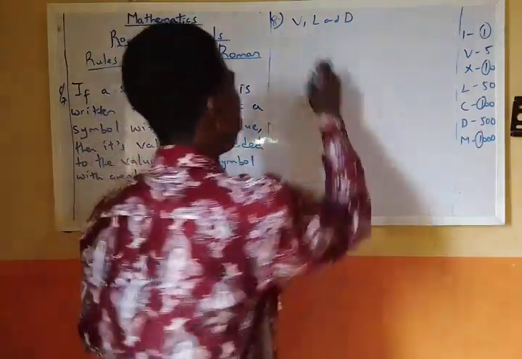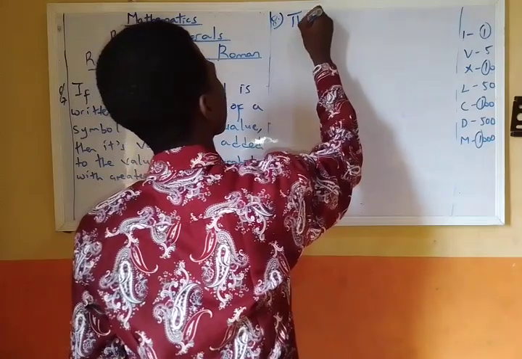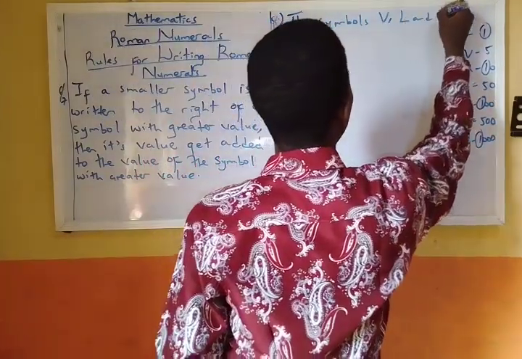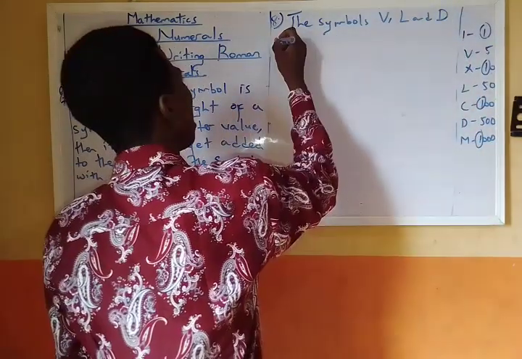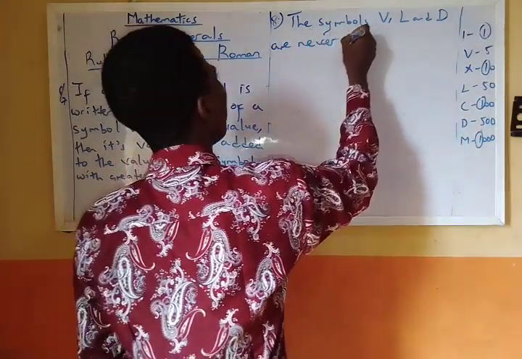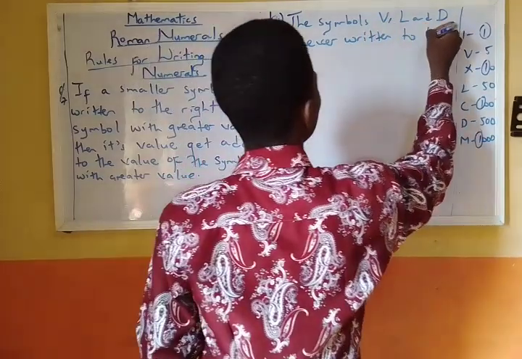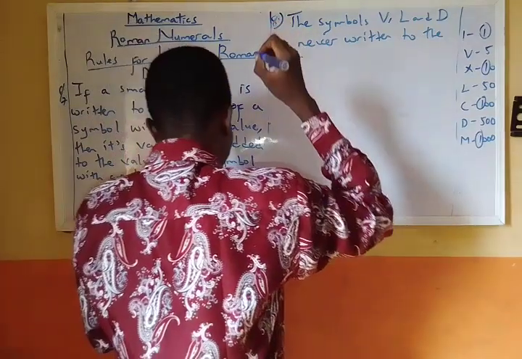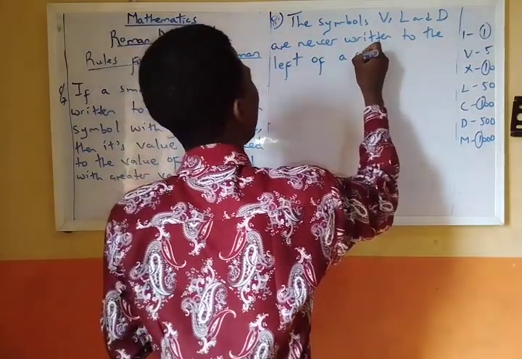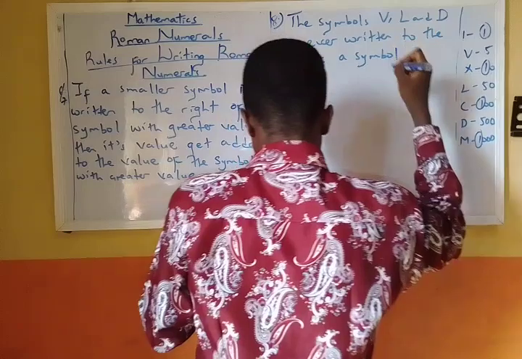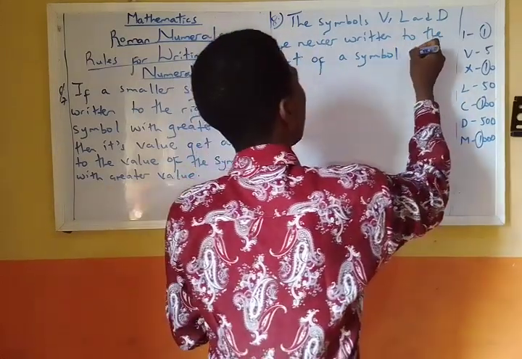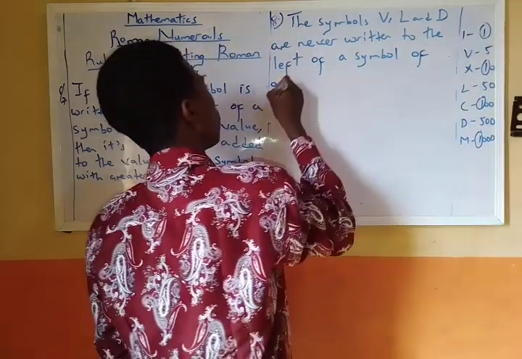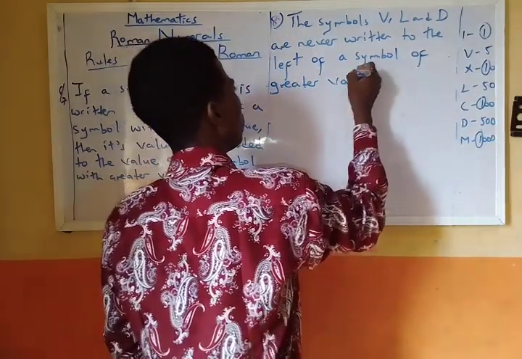Write it down. The symbols V, L, and D are never written to the left of a symbol of greater value.